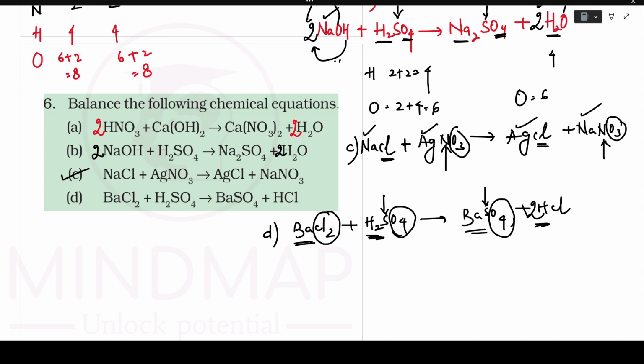So now you can recheck the equation. Barium 1, barium 1, chlorine 2, chlorine is 2. Okay, hydrogen here is 2, hydrogen here is also 2. Sulfur 1 and 1, oxygen 4 and 4. Thus, only here we need to write 2. Thus, the equation D is also balanced. Fine. Done. Let's move to question number 7.